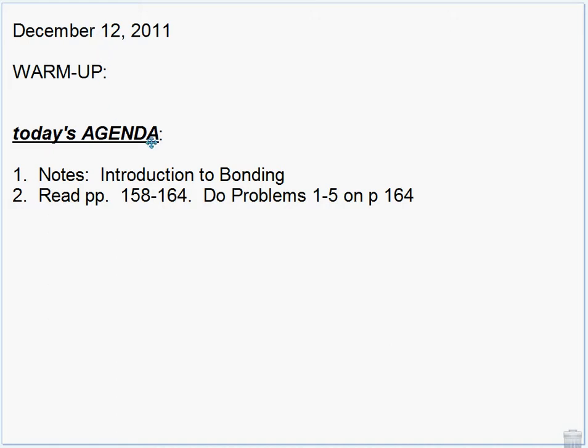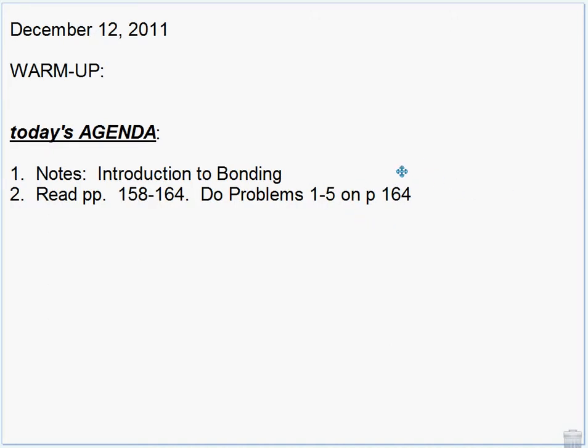Today's agenda, we're going to take some notes. We're going to look at some introduction to bonding. This is chapter 6. Last Thursday we talked about Lewis structures. We're going to start using those a little bit to describe bonding. So today I'm going to introduce some types of bonding, and then I'm going to have you read pages 158 through 164 and do those problems 1 through 5 on page 164. Maybe that could get written up on the whiteboard if it's not already.